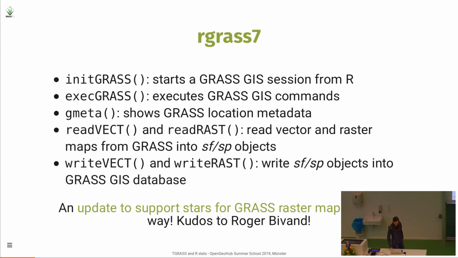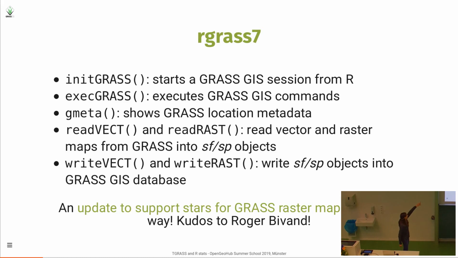So this connection between GRASS GIS and R is done by this package, rgrass7, developed by Roger. And this package has a series of functions. For example, with initGRASS, we start GRASS from R. And then with execGRASS, we just call different GRASS functionalities. So it's basically like a wrapper to call GRASS GIS functionalities within R.